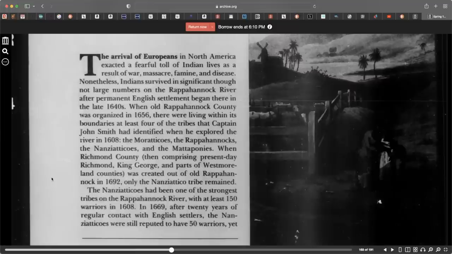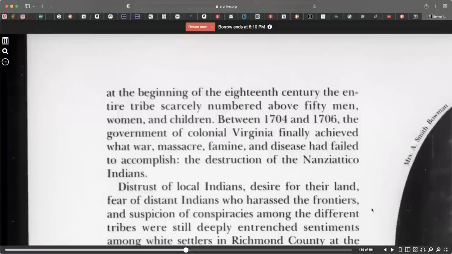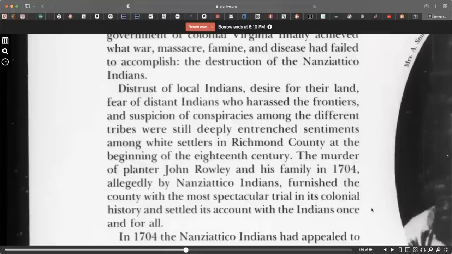In 1669, after 20 years of regular contact with English settlers, the Nanziaticos were still reputed to have 50 warriors. And yet, at the beginning of the 18th century, the entire tribe scarcely numbered above 50 men, women, and children. Between 1704 and 1706, the government of colonial Virginia finally achieved what war, massacre, famine, and disease had failed to accomplish: the destruction of the Nanziatico Indians. Distrust of local Indians, desire for their land, fear of distant Indians who harassed the frontiers, and suspicion of conspiracies among the different tribes were still deeply entrenched sentiments among white settlers in Richmond County at the beginning of the 18th century.